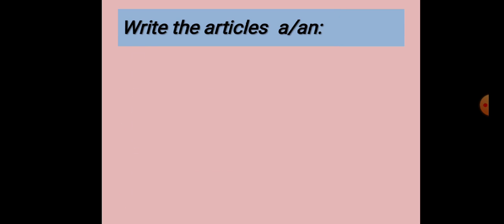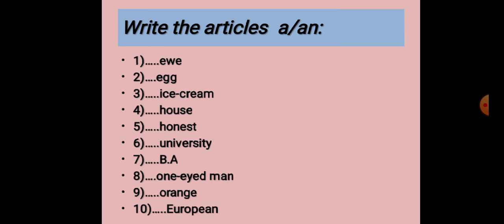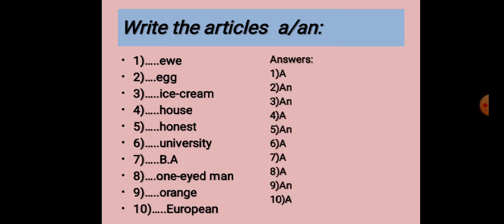Let us do some exercise. Fill in the gaps using articles. Think about the blanks. Be careful for question numbers 5, 6, 8, 10. I think you have thought now, okay? Here are the answers. Answer number 1 will be a, 2 and 3 and 4, a, 5 and 6, a, 7, a, 8, a, 9 and 10 will be a.